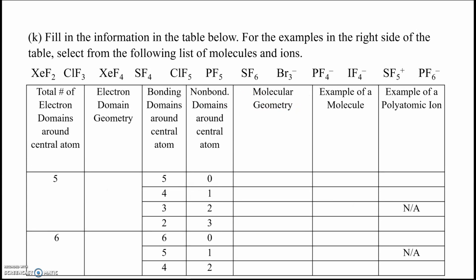All right, next question. We want to fill in the information in the table below. For the examples on the right side of the table, we're going to select from the following list of molecules. This is very similar to what we were doing, only now we've got 5 and 6 domains. So when I look at 5 domains, my electron domain geometry is the trigonal bipyramidal, and I've got several ways this can go. When I look at bonding and non-bonding, I could have 5 and 0, 4 and 1, 3 and 2, and 2 and 3. So let's take these one at a time.